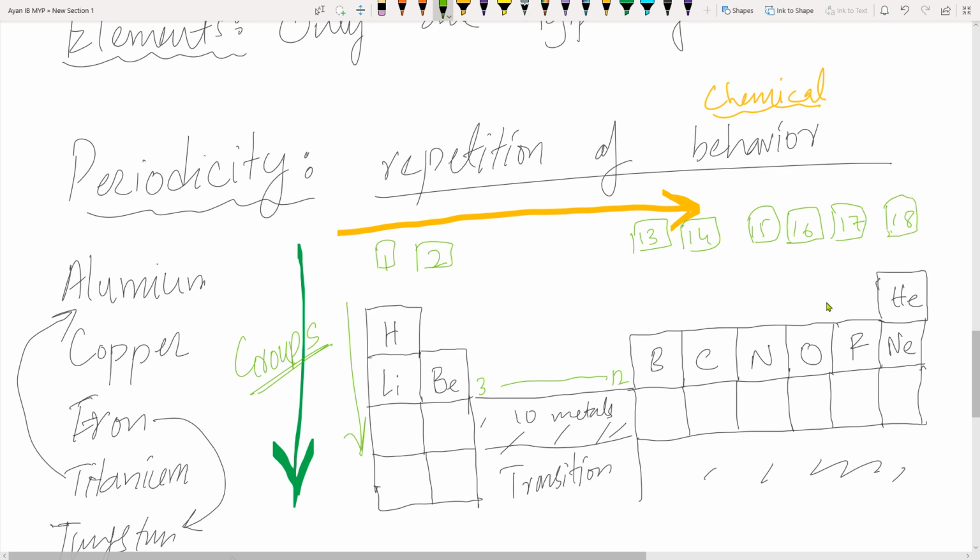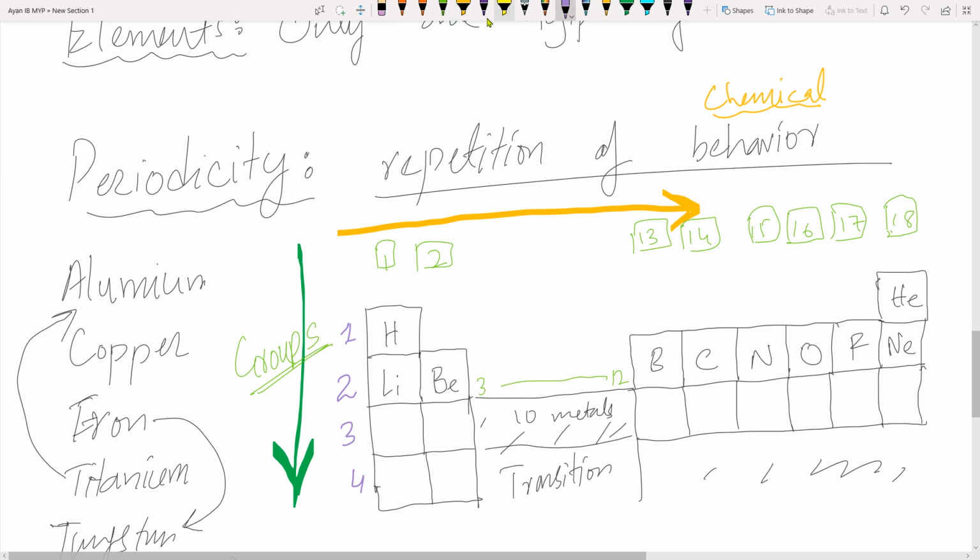Another arrangement is in this direction, the horizontal array. We can number those horizontal ones as well. So that's going to be line 1, line 2, line 3, line 4. I'm just going to remove this and get back to this.